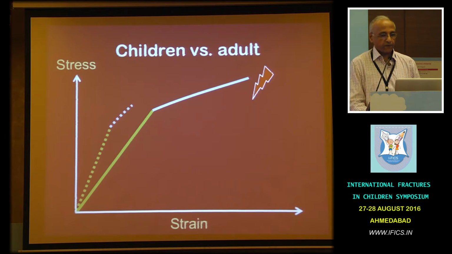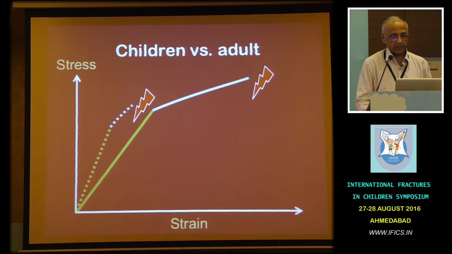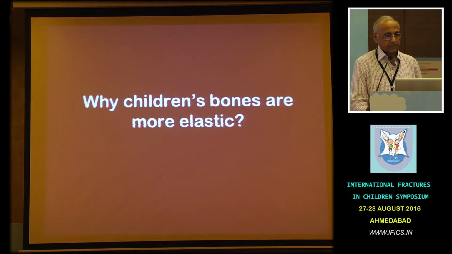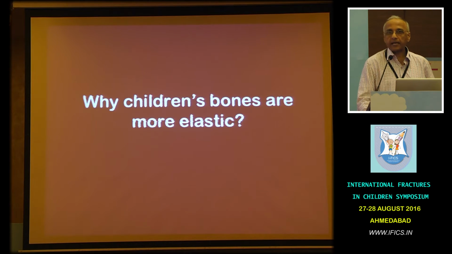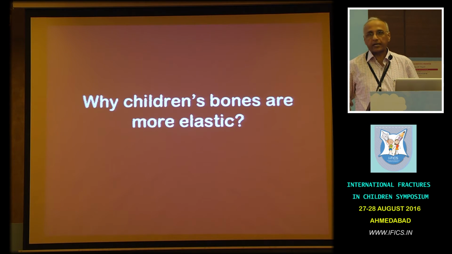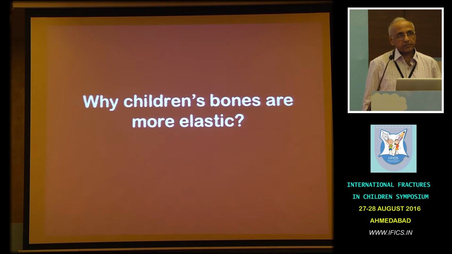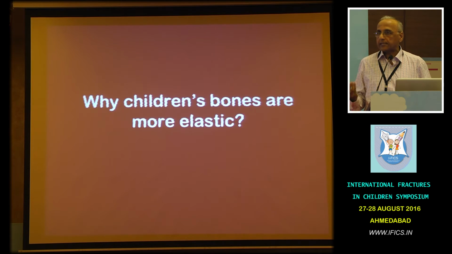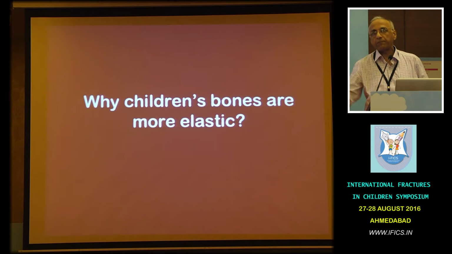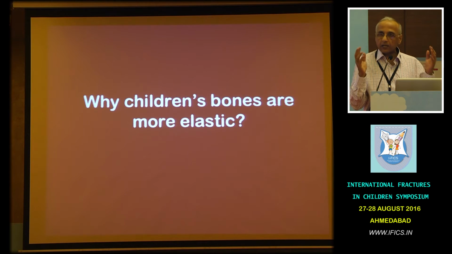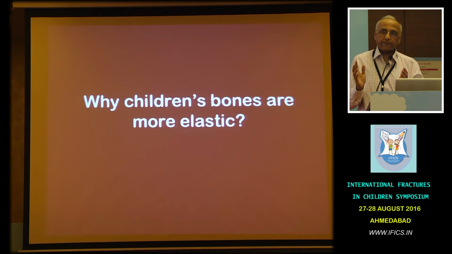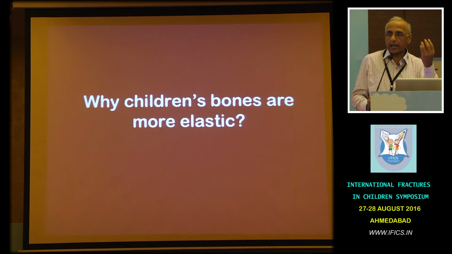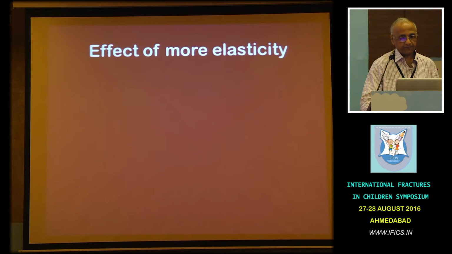So this is the graph for the adult, the dotted line. Now what is the practical significance? The children's bones are more elastic, but the question is why they are more elastic. I really tried to search this and I couldn't find the actual reason. One of the theories is that the Haversian system, which is a canal in the bone, is larger compared to that of an adult. So there is less calcified material and more empty space, and that's probably the reason that children's bones are more elastic.